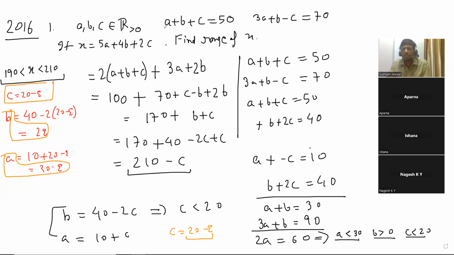You can even make variations in this question. Like if they said A is bigger than 1, B is bigger than 2, C is bigger than 3, then you can just shift the variables, right? If they say A is bigger than 1, then you will say, okay, I will use this variable A prime. You substitute and then you reduce the problem to this. So these are the techniques.